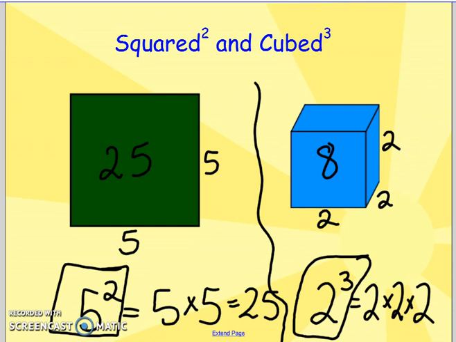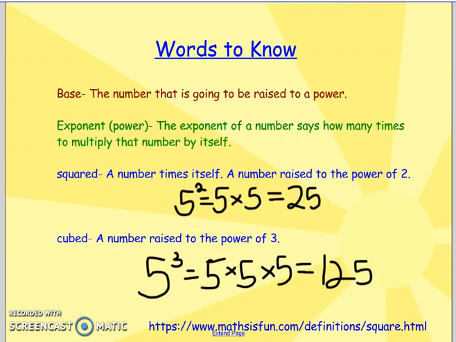Okay? So here are some words to know. Go ahead and pause the video and copy these notes into your notebook on your Exponents notes page. Now that you have these notes copied, we're going to go over them a little bit. The base is the number that's going to be raised to a power. So down here, we have 5 raised to the 3rd power. That means 5 is our base. Okay? Exponent is how many times you multiply that number by itself. So our exponent is 3 in that example down there.